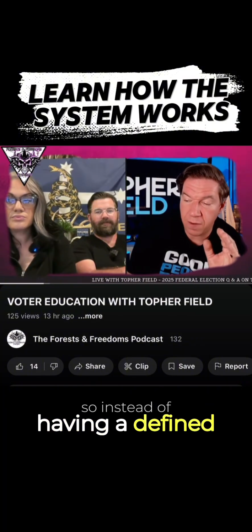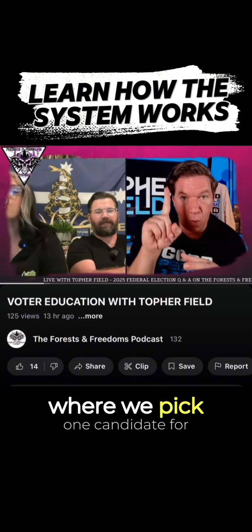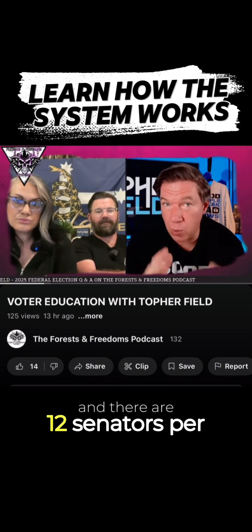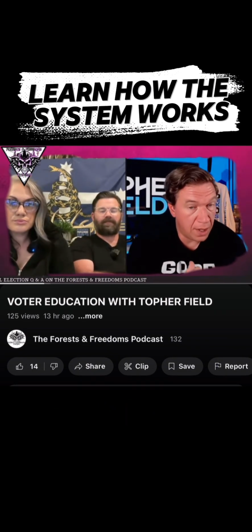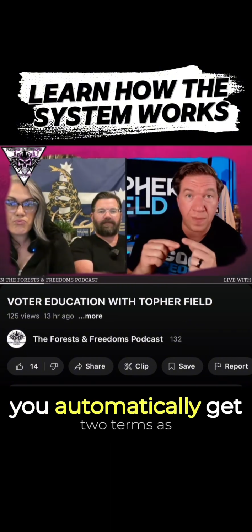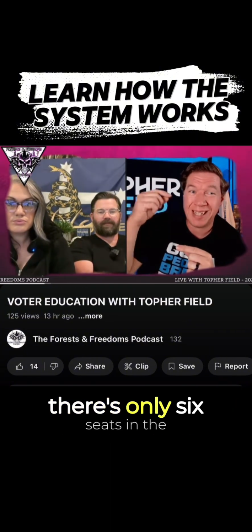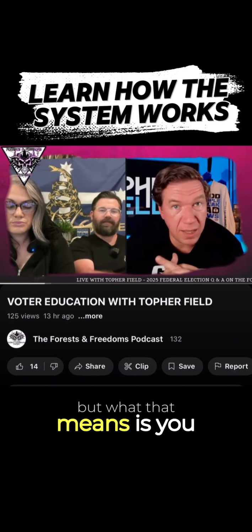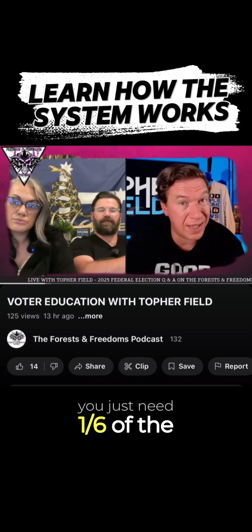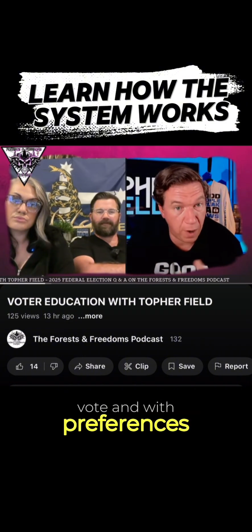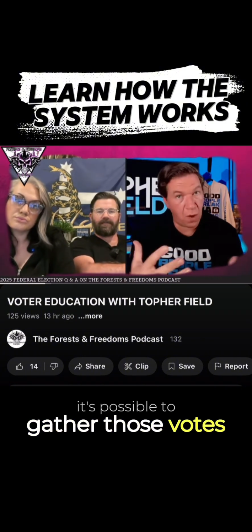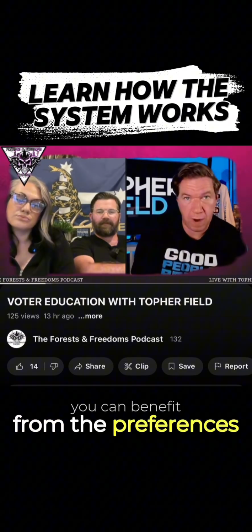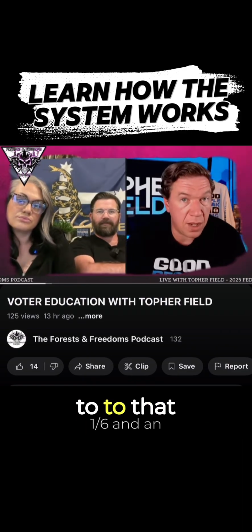Instead of having a defined geographical area where we pick one candidate for that whole area, we do it state by state, and there are 12 senators per state. But when you get elected as a senator, you automatically get 2 terms, so there's only 6 seats in the Senate up for election each time. What that means is you don't need a majority. You just need 1/6 of the vote. And with preferences, it's possible to gather those votes together as other candidates that get less than you get eliminated. You can benefit from the preferences from them, and you can work your way up to that 1/6.